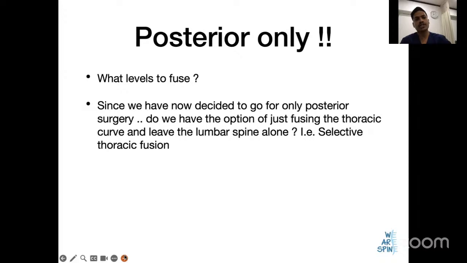With all posterior, we now had to select which levels to fuse. So we were at the stage of selecting the LIV.